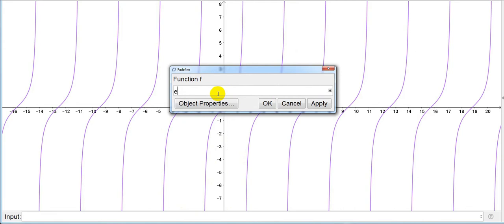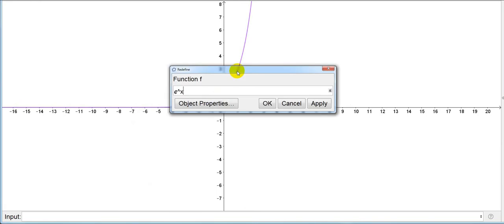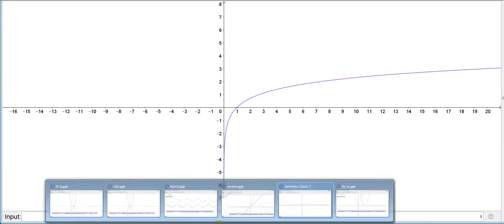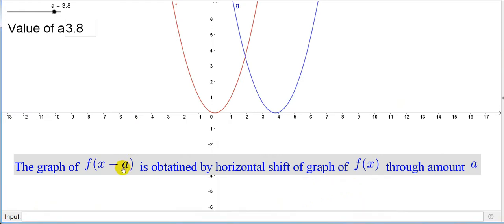Then let us plot the graph of the exponential function. This is the graph of the exponential function. Finally, let us plot the graph of the logarithmic function. It is better to remember these graphs of standard functions. Let us proceed to understand a few more relations between graphs of real valued functions of real variables.